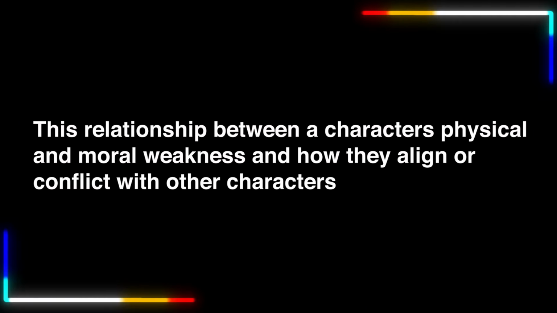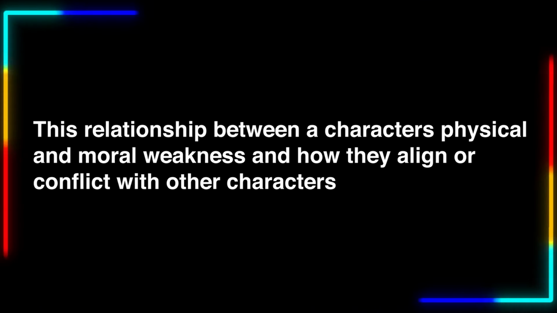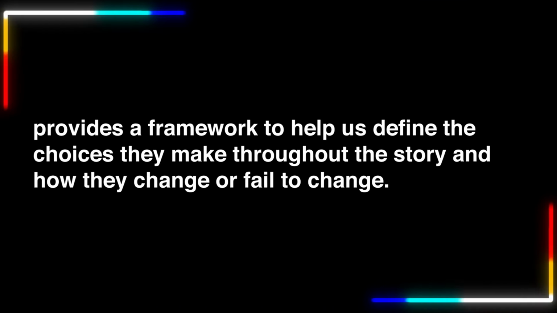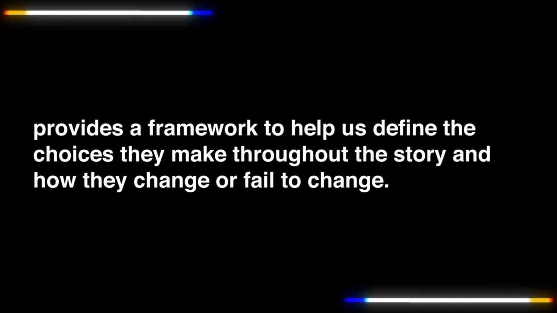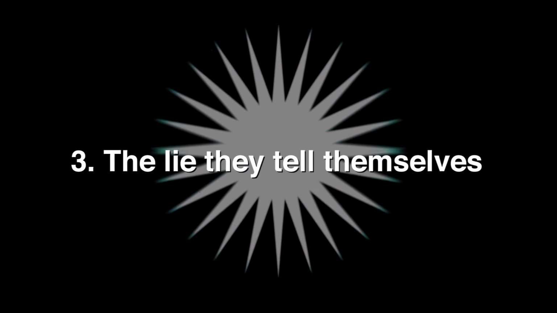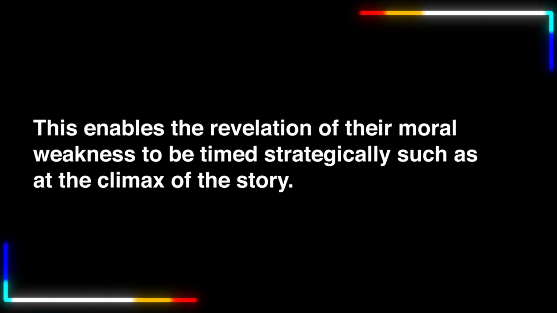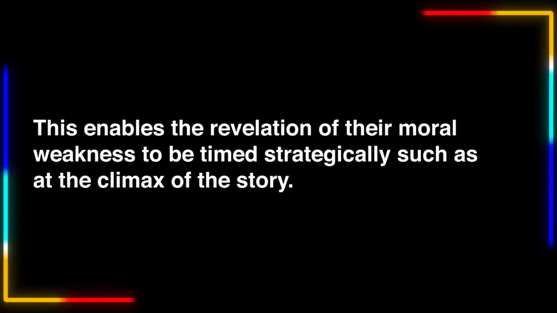So this relationship between a character's physical and moral weakness and how they align or conflict with other characters provides a framework to help us define the choices they make throughout the story and how they change or fail to change. To maintain control over when a character recognizes and addresses their moral weakness or flawed perspective, it's important to come up with a lie that they tell themselves by using a rationalization that allows them to avoid self-reflection. This enables the revelation of their moral weakness to be timed strategically, such as at the climax of the story.